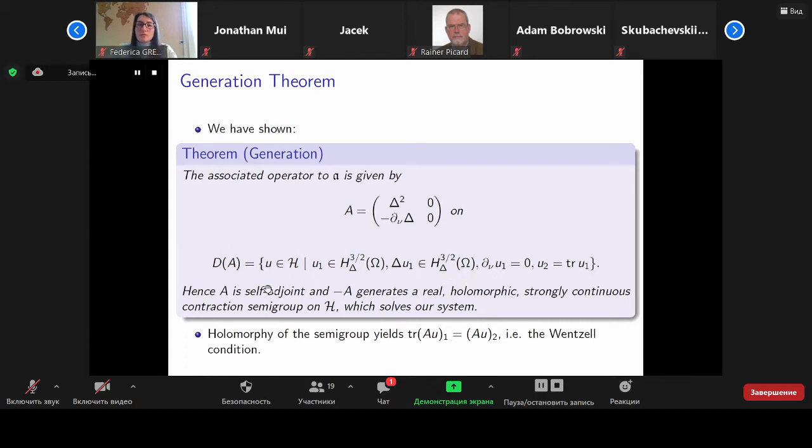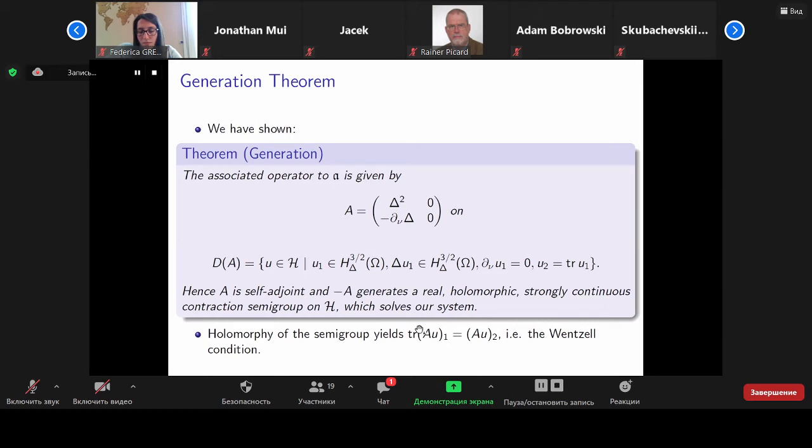Hence, we know that A equals script A, and so it is self-adjoint, and minus A generates this semigroup, which is real, holomorphic, strongly continuous, contractive, and so on, and it solves our system. In order to retrieve the Wentzell boundary conditions, one needs to think a little bit more, but we can use that holomorphic semigroups map into the domain, or even arbitrary powers of the domain. So the coupling condition not only holds true for U, but also for A of U. And then this is just the Wentzell boundary condition.